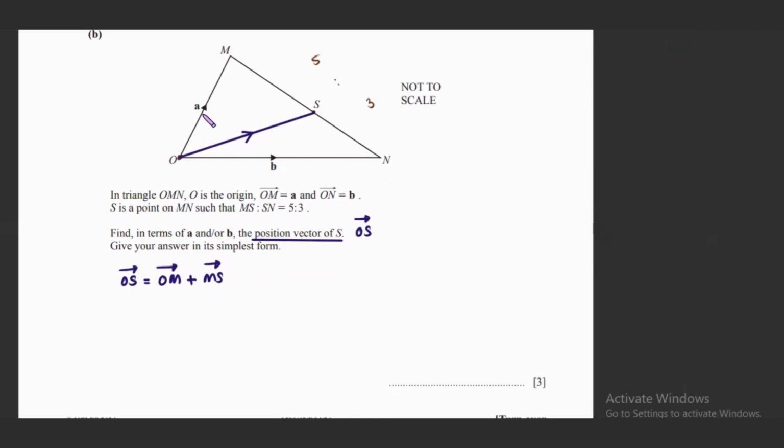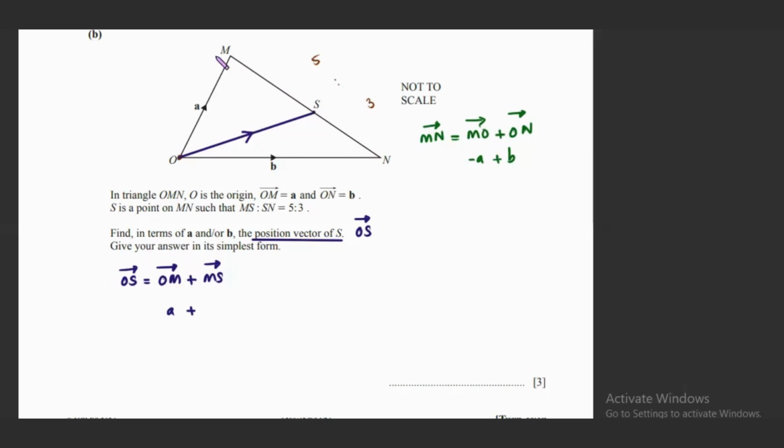O to M is A, so that is already known. I need to find what M to S is. To find that, I need to find what M to N is. From M to N, I need to go from M to O and then O to N. So M to O plus O to N is equal to M to N. M to O is going to be negative A because O to M is A. O to N is B, so M to N will be negative A plus B.